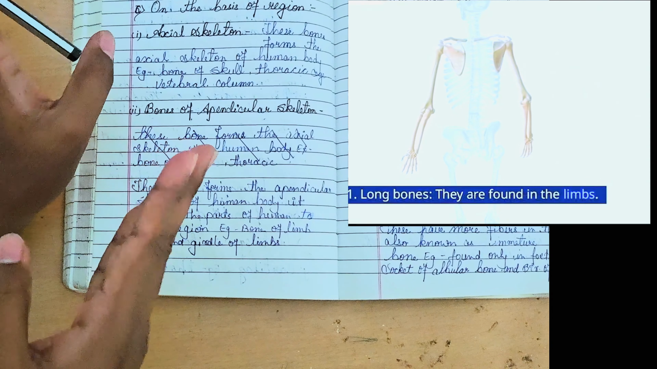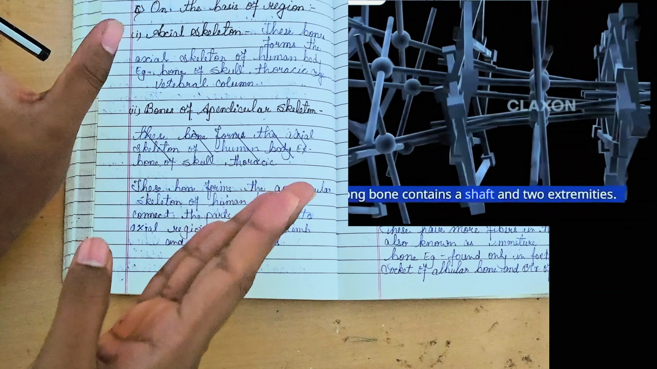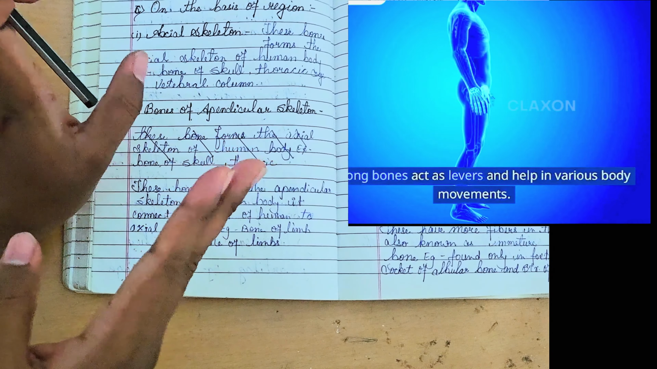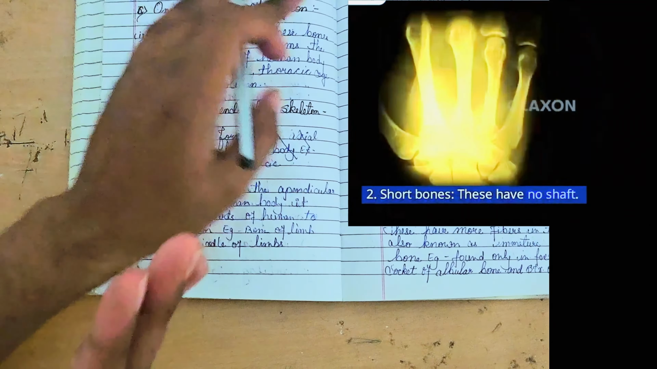Bones are classified as: 1. Long bones. They are found in the limbs. A long bone contains a shaft and two extremities. The long bones act as levers and help in various body movements. 2. Short bones. So that is the basis of region.